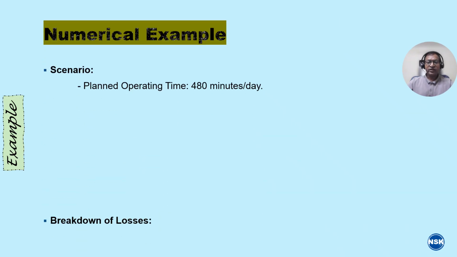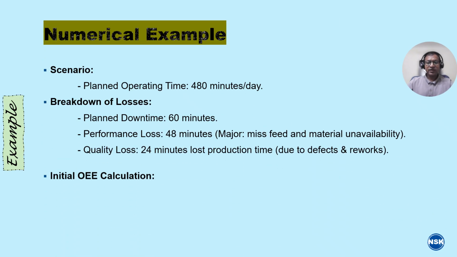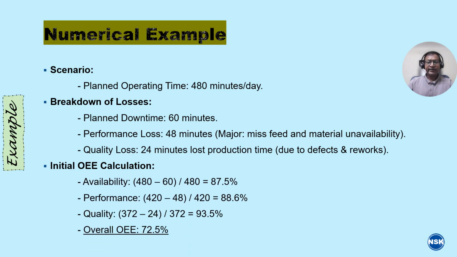Recap of the initial OE calculation. The scenario was planned operating time of 480 minutes per day. Breakdown of losses: planned downtime 60 minutes, performance losses 48 minutes, quality losses 24 minutes of lost production time. Initial OE calculation: availability 87.5%, performance 88.6%, quality 93.5%, overall OE 72.5%.